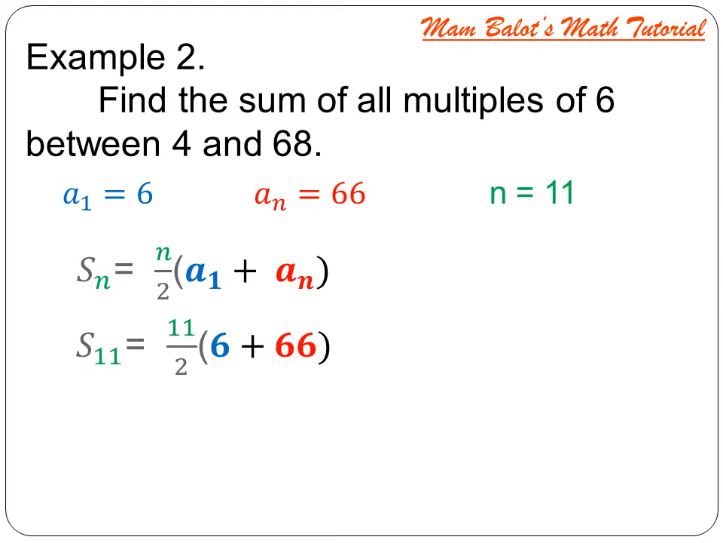So adding 6 plus 66, we have 72. And then we divide 72 divided by 2, that is now equal to 36.